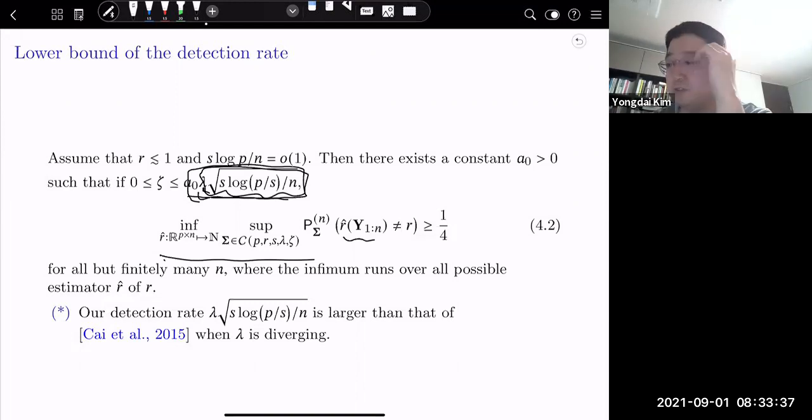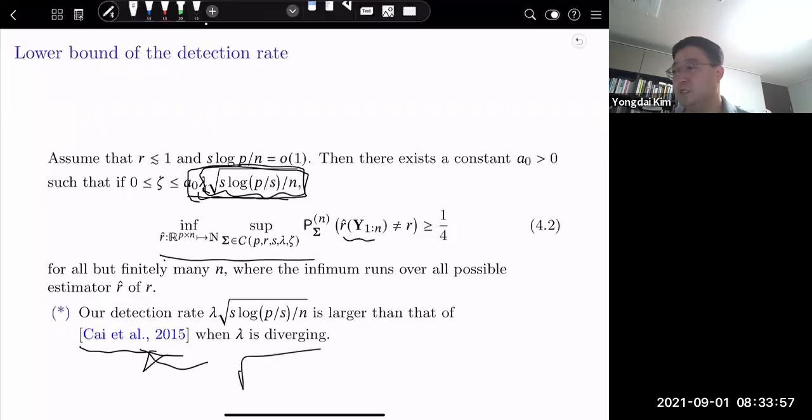A similar optimal detection rate is derived by Chi, but in Chi there is no lambda. That means they only consider the bounded lambda or even divergent lambda, but their lower bound is s log p divided by s divided by n. So there is a lambda here. So our lower bound is better than Chi's lower bound in that sense.